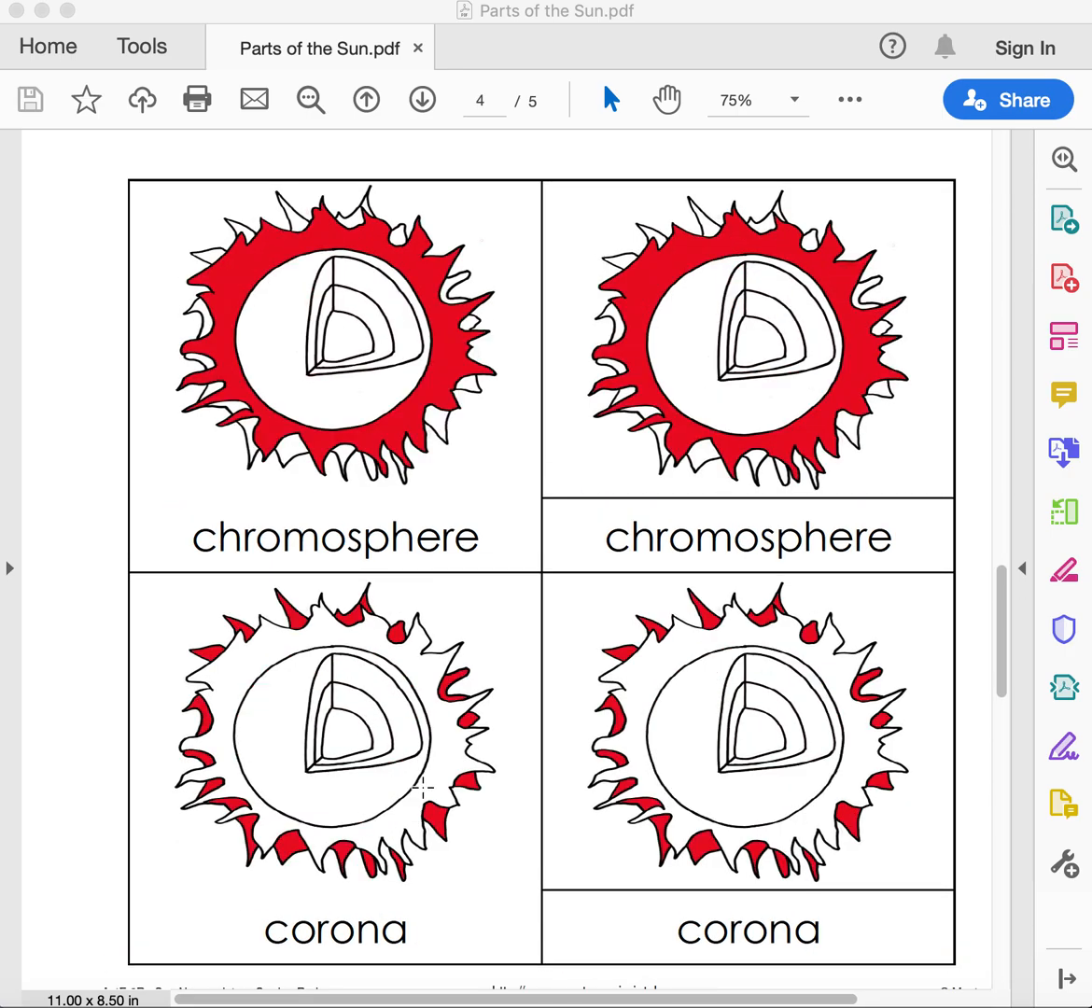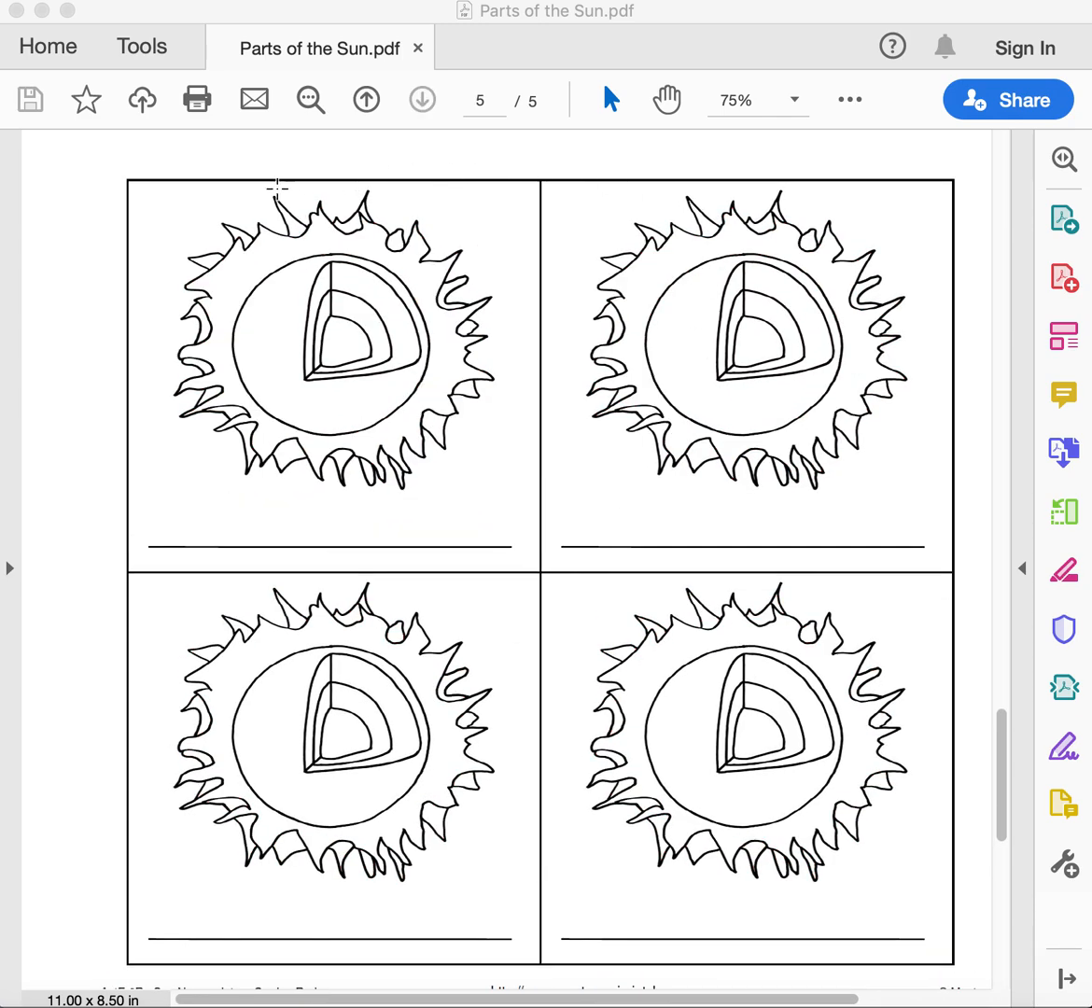These are the parts of the sun. On Seesaw, you have this paper attached to this lesson. Your job is to color in each individual part of the sun and label it down here. So if I were doing this, I would color in just this little area right here, and I would label it down here, core, because that's the core.